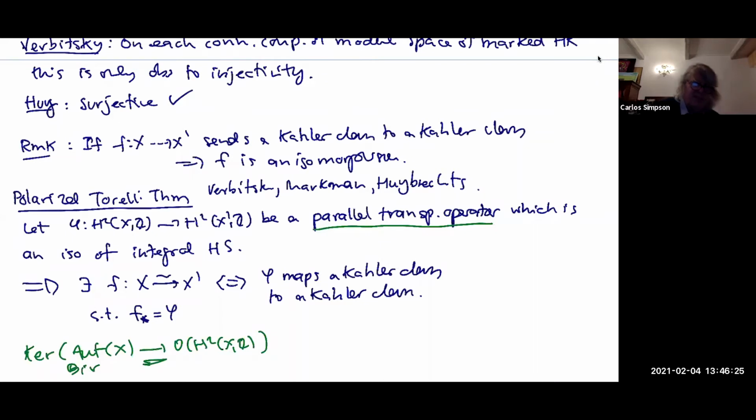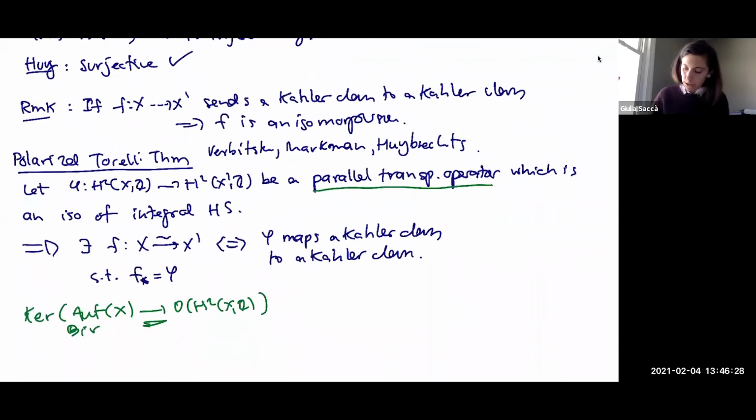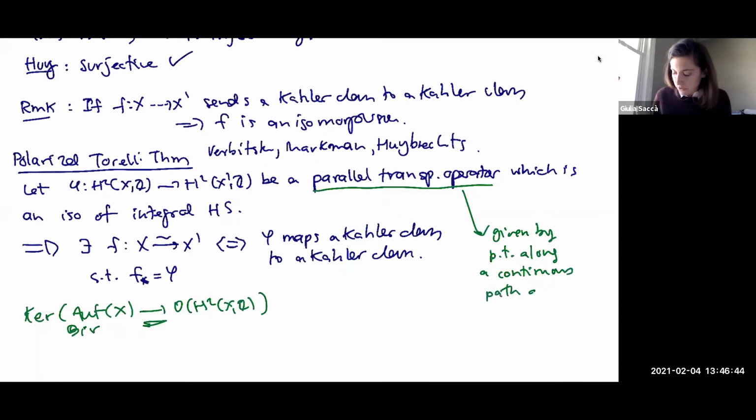Yeah, thanks. Okay, and so by parallel transport operators, I just mean isomorphisms in cohomology given by parallel transport along a continuous path on the base of a smooth family.